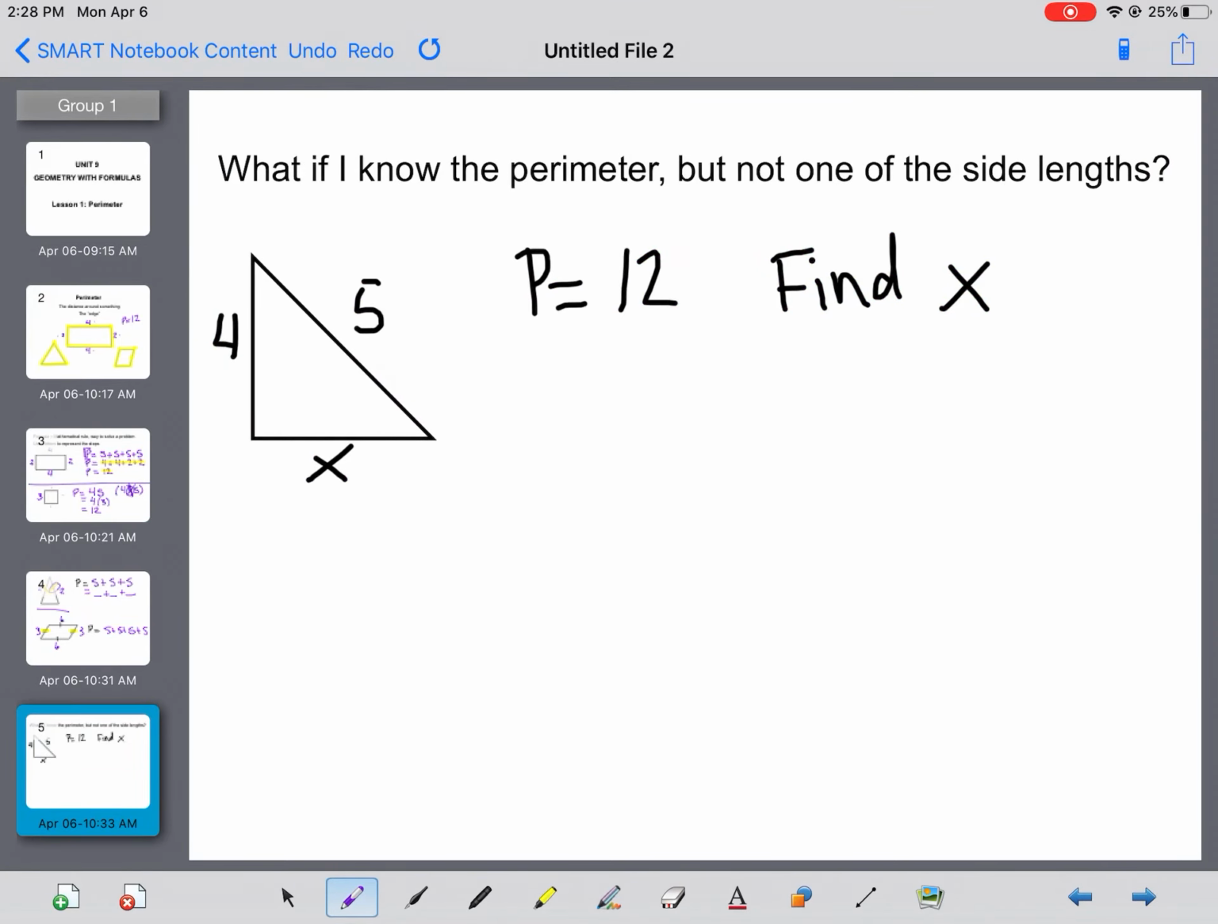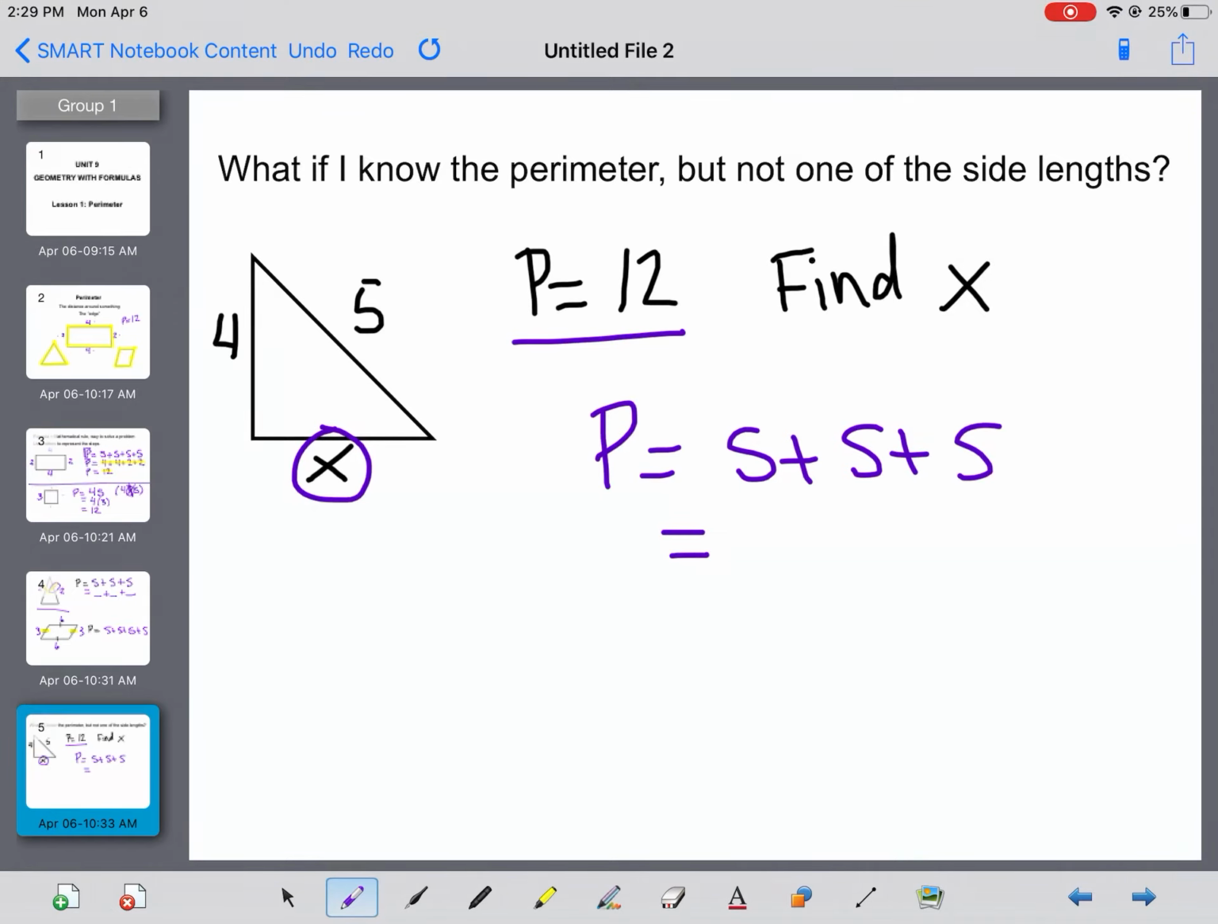All right, one more cool thing about formulas is that you can use them in different ways. So you might come across a question, and actually you will have a couple examples of these in your exercises today, where you know the perimeter, but you are missing one of the side lengths. So what you can do is you can write out your formula. Perimeter equals side plus side plus side. We have 3 sides because it's a triangle. And then you just fill in what you know.